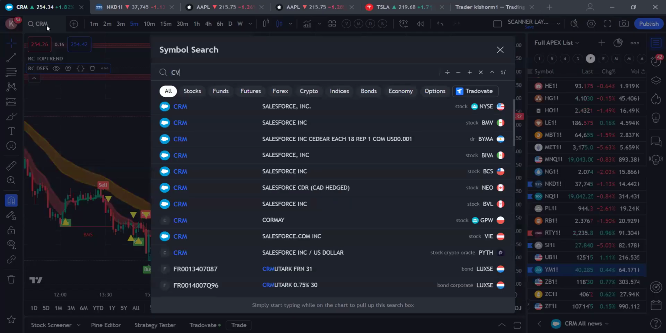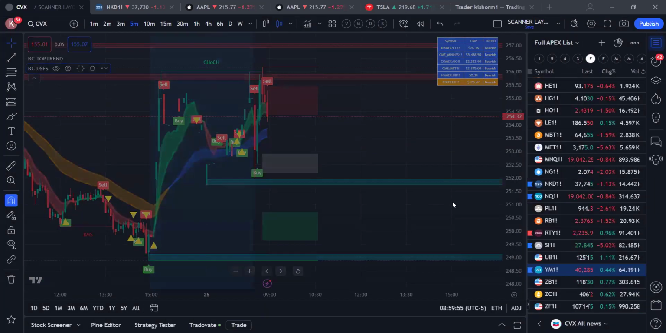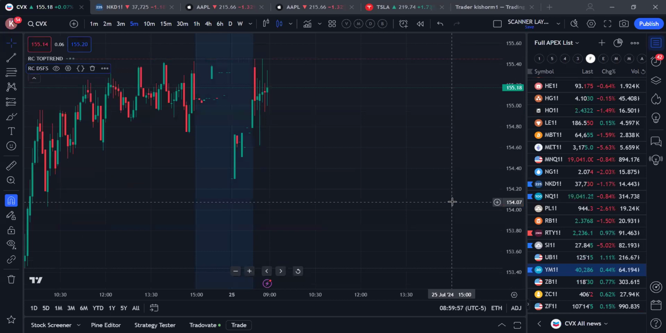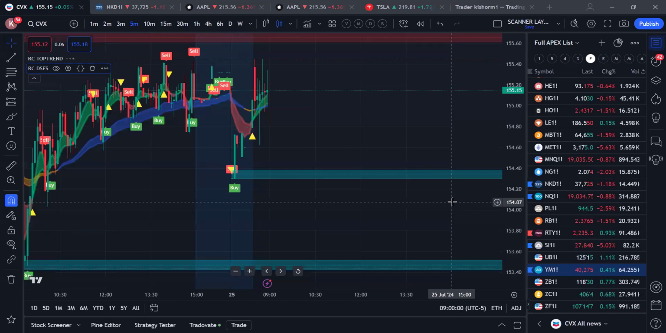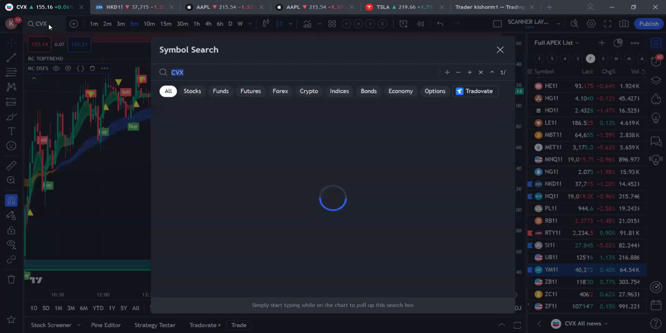CVX. Still, we don't have a sell signal on CVX. UB and ZB are looking bearish. Let us go and look at UB.